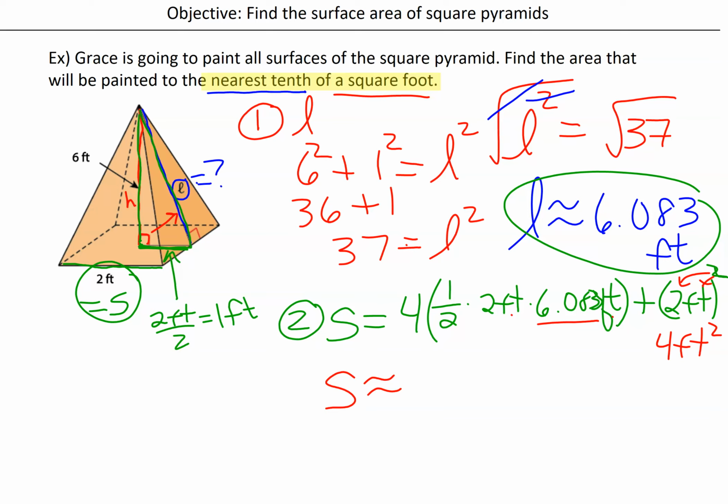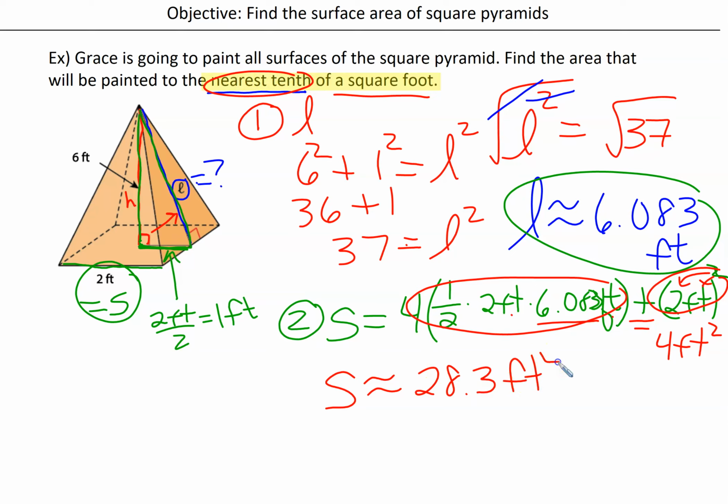So I would recommend just putting all of this into the calculator first. There's really no need for any parentheses because order of operations will do the multiplication and the exponent first and then add after that, and that's what we want it to do. So rounding now to the nearest tenth, I get about 28.3 square feet. Hopefully you did too. So now I'm going to write my conclusion here.